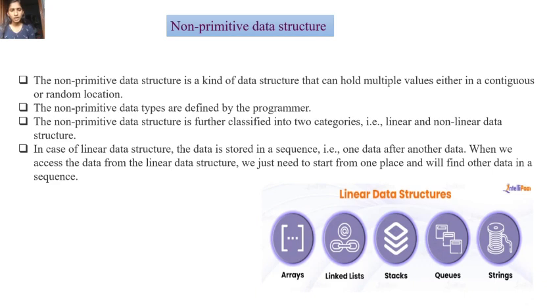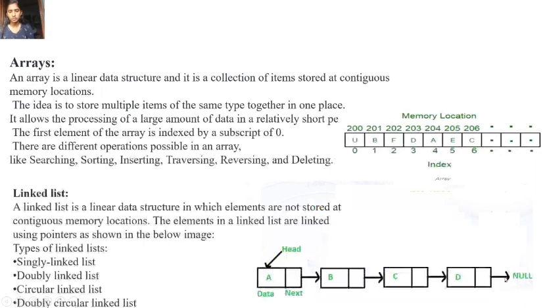In case of linear data structure, the data is stored in a sequence, that is, one data after another data. When we access the data from the linear data structure, we just need to start from one place and we'll find another data in the sequence. These are the examples for the linear data structures. We have arrays, linked lists, stacks, queues and strings.